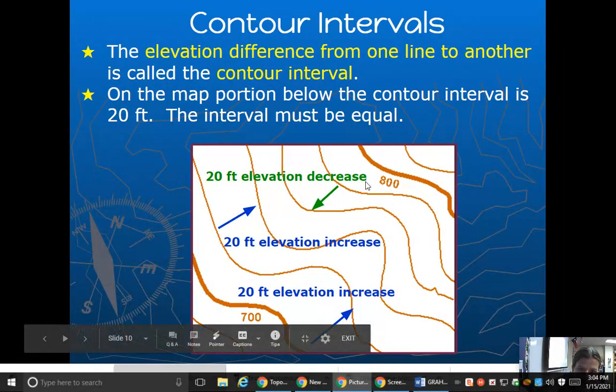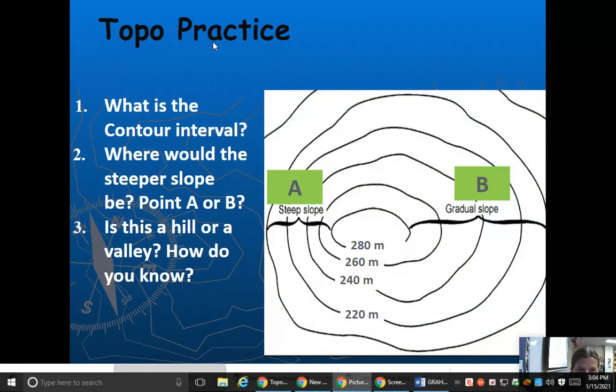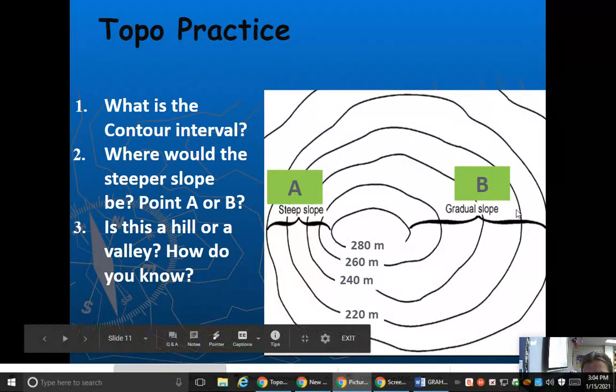And it would be the same thing if you went downhill, so we would have to go backwards. So from 800, we would go 780, then 760, then 740, etc. All right, let's practice. So what is the contour interval?